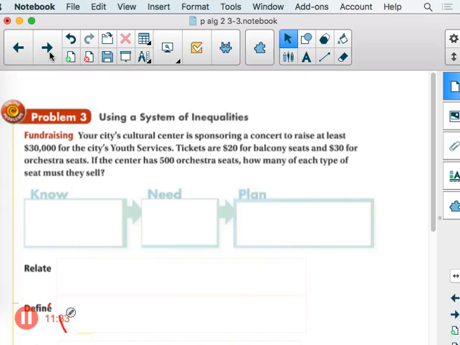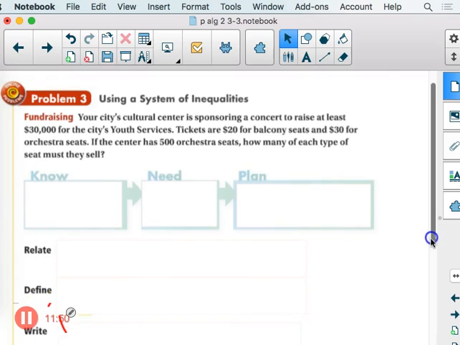Fundraising. Your city's cultural center is sponsoring a concert to raise at least $30,000 for the city's youth services. Tickets are $20 for balcony seats and $30 for orchestra seats. If the center has 500 orchestra seats, how many of each type of seat must they sell? Here's what I need from you. I need you to find me a total. We're going to do this the same way that we do equations. Find a total in that information. 30 grand.